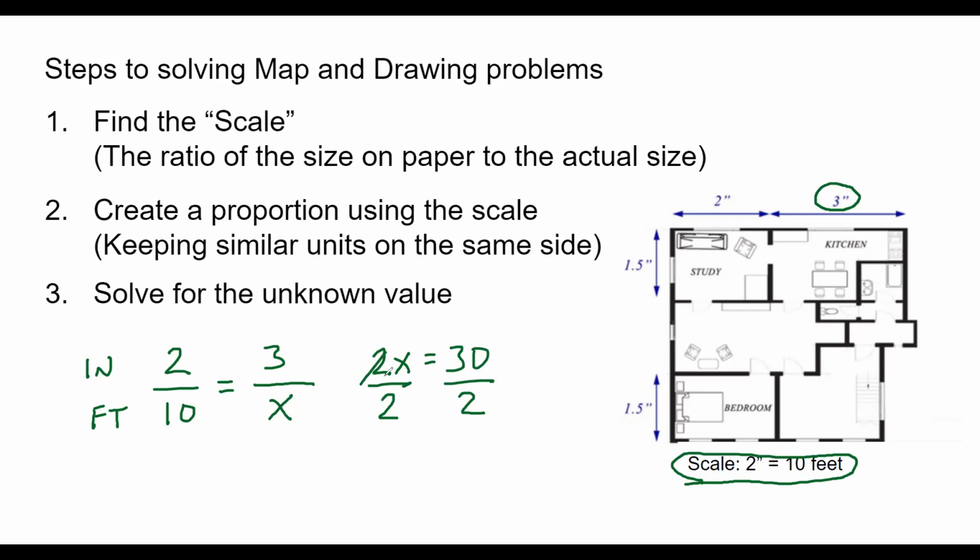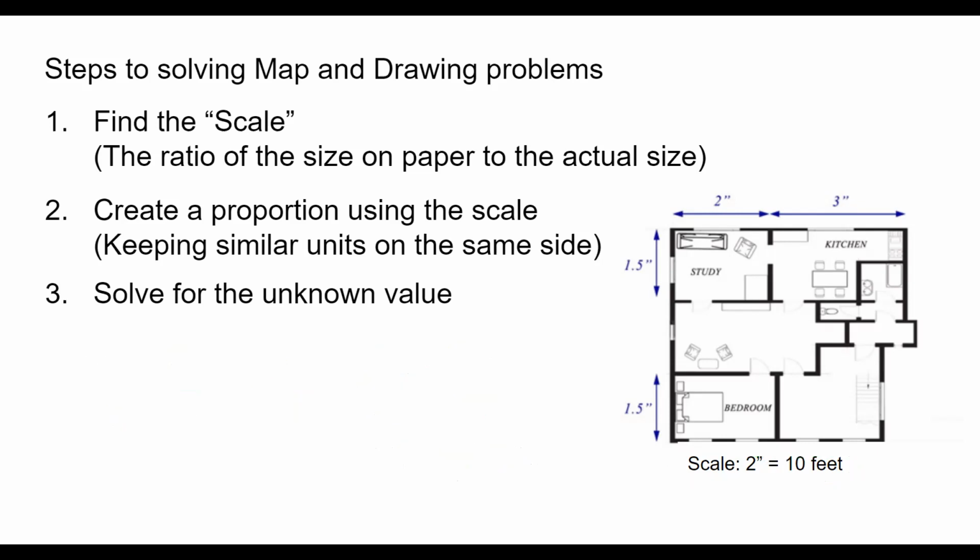Because we're trying to cancel this 2 out, we're dividing by what X is being multiplied by. That leaves us with X is equal to 30 divided by 2, which is 15. And that is 15 feet. If we built the house that's drawn here with this scale, the kitchen would be 15 feet wide. All right, we're going to take a look at some more examples here.